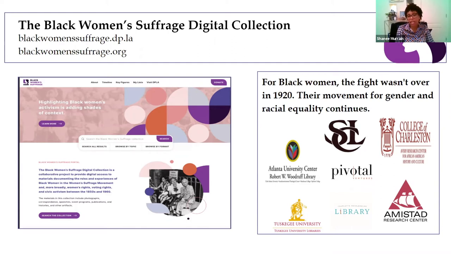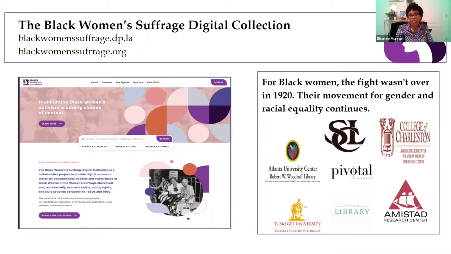Our partners at the Atlanta University Center, Robert W. Woodruff Library, Avery Research Center for African American History and Culture in Charleston, South Carolina, Tuskegee University, which is in Alabama and does not feed into a DPLA hub, the Amistad Research Center at Tulane University, which is in Louisiana and does not feed into a DPLA hub, and the Southern California Library each received subawards up to $25,000 to support new digitization, metadata creation, and remediation for these project partners.